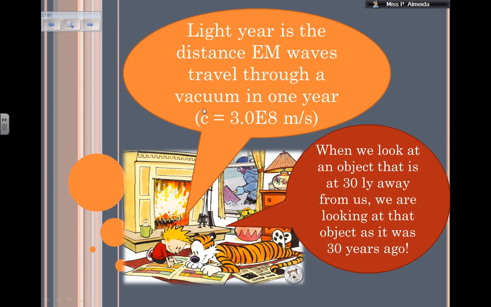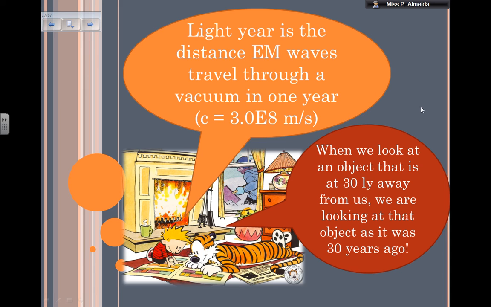And here it is, that's the speed of any electromagnetic wave: 3.0 times 10 to the power of 8 meters per second. Because the light had to travel to us, when I see something that is, for example, 30 light years away, I am looking at that object as it was 30 years ago, because I had to wait 30 years for the light to reach us.